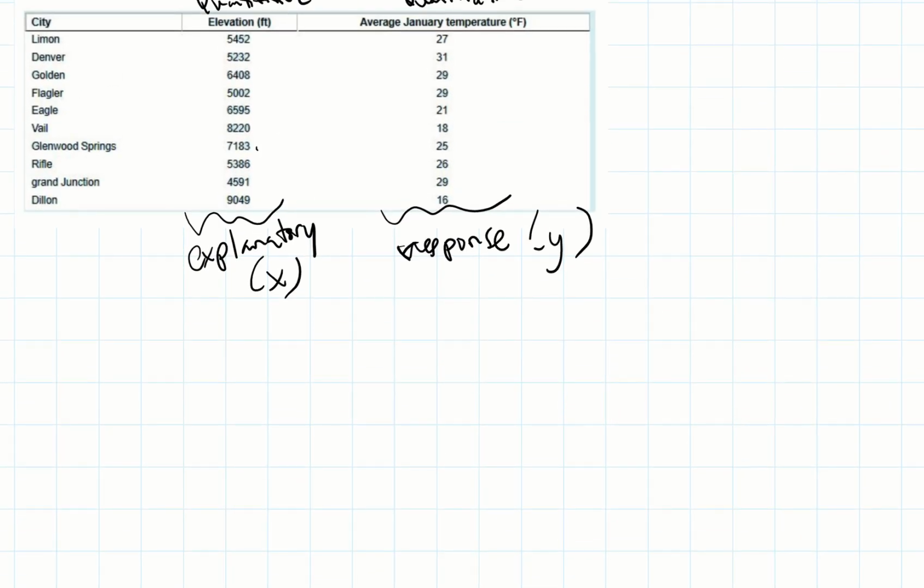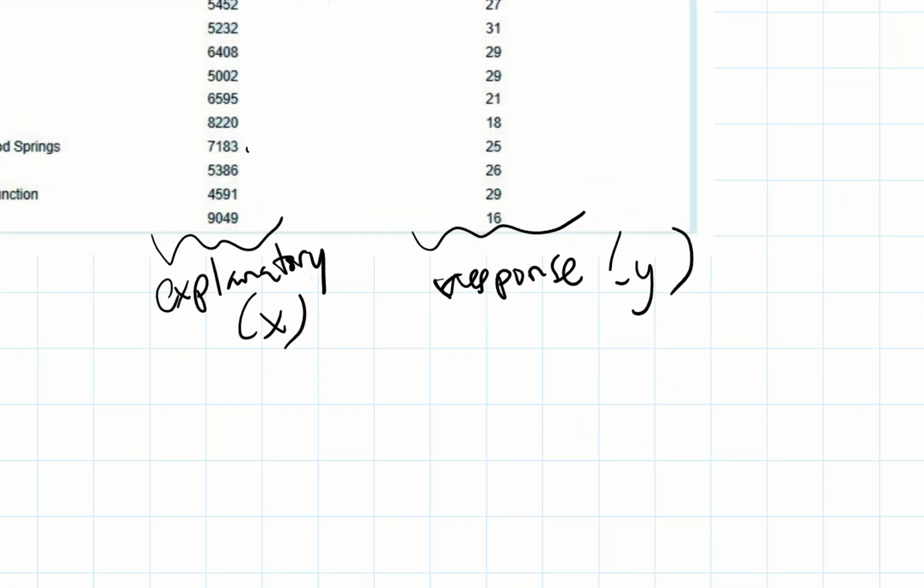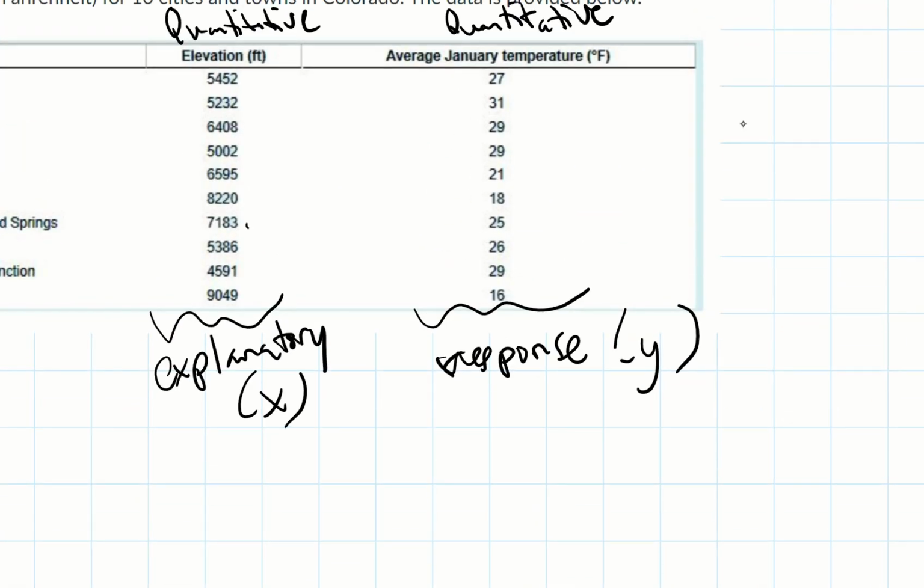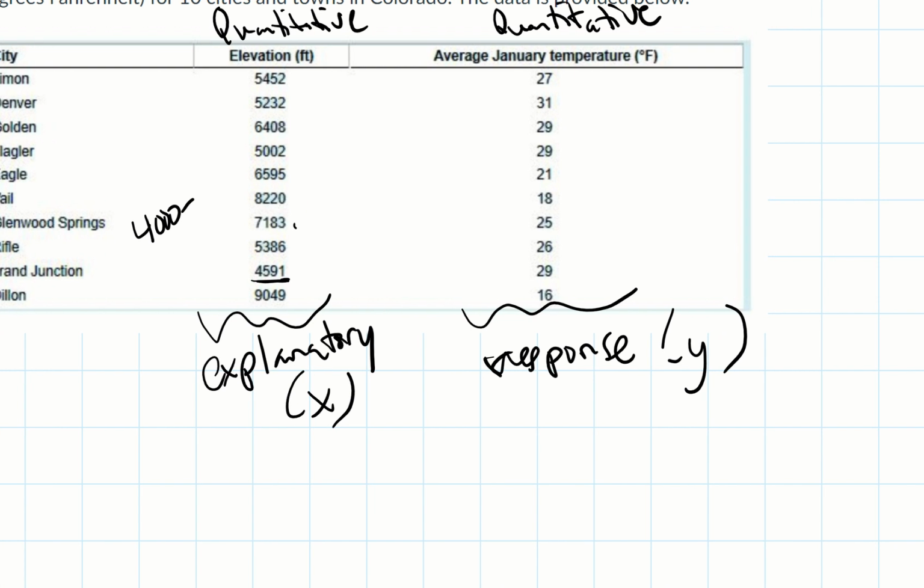Okay, since the elevation is pretty high here, these are going to be pretty large numbers. The smallest number is 4,500, so let's start at around 4,000 and go all the way. The highest here is 9,000, so let's do the scale from 4,000 to 10,000. And we'll go by 500s, okay?